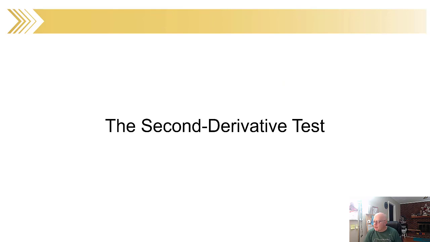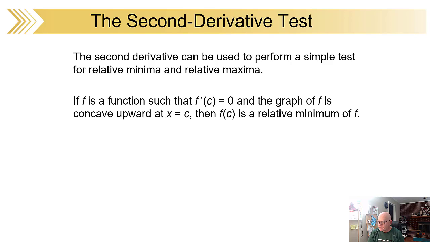So, the second derivative test. We can use it to find relative minima and maxima. Important for business, important for lots of applications. If you've got an equation or a formula you can work with, this helps you find those places. So if the first derivative is 0, and the graph is concave upward at x equals c, that means you're going to have a relative minimum.